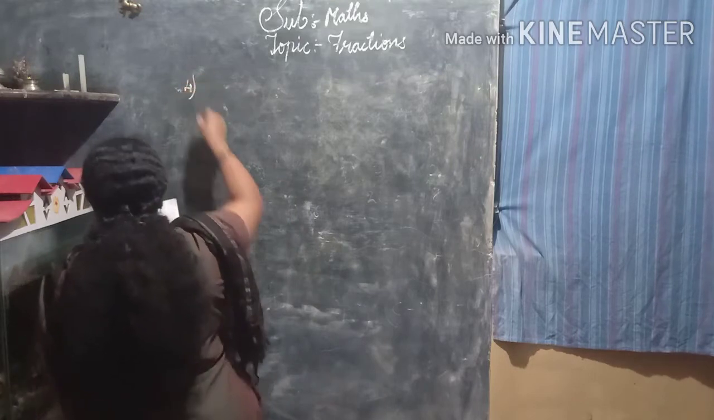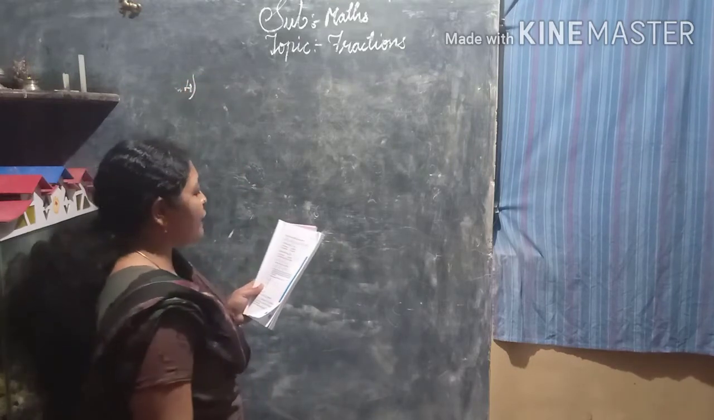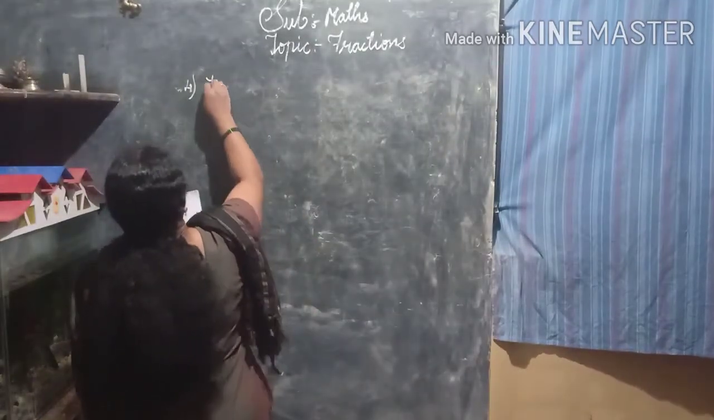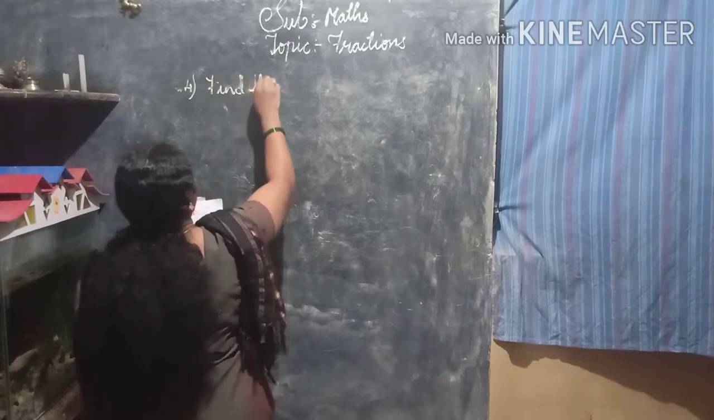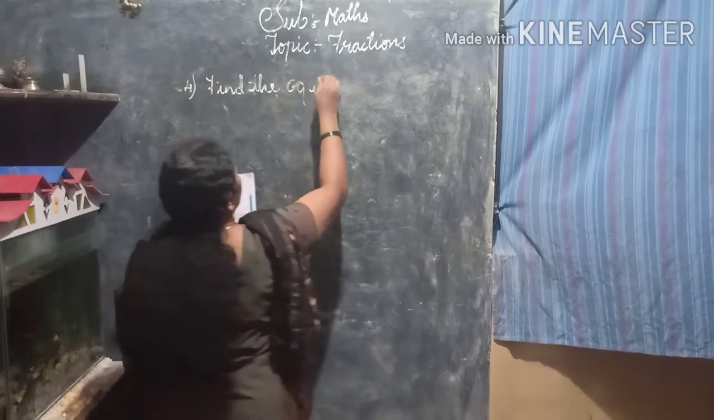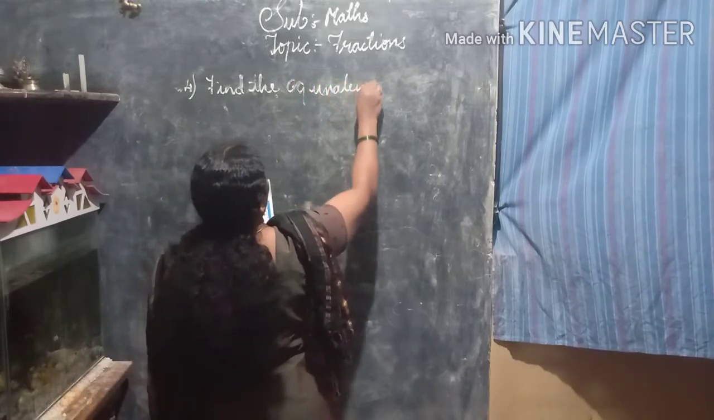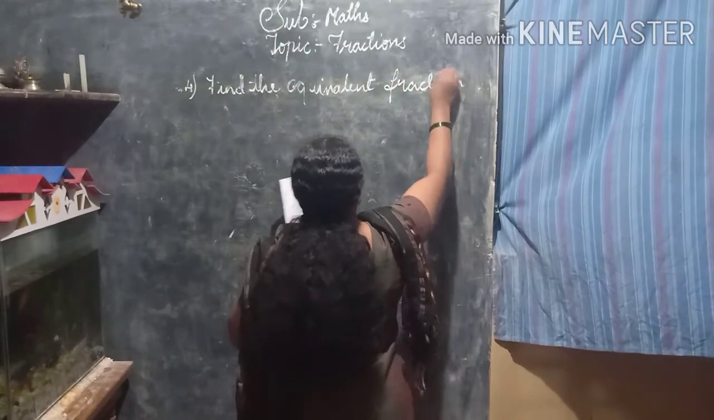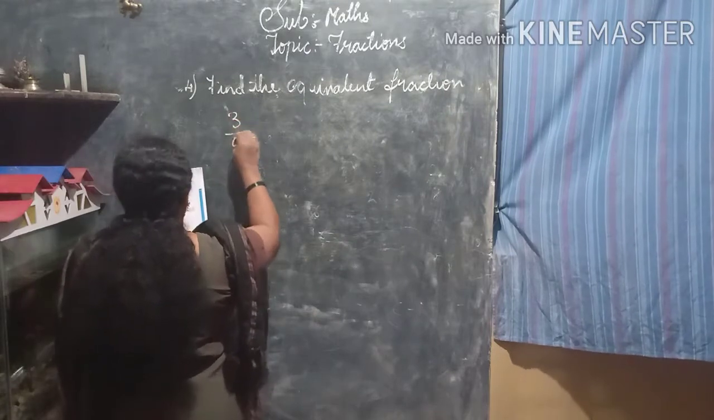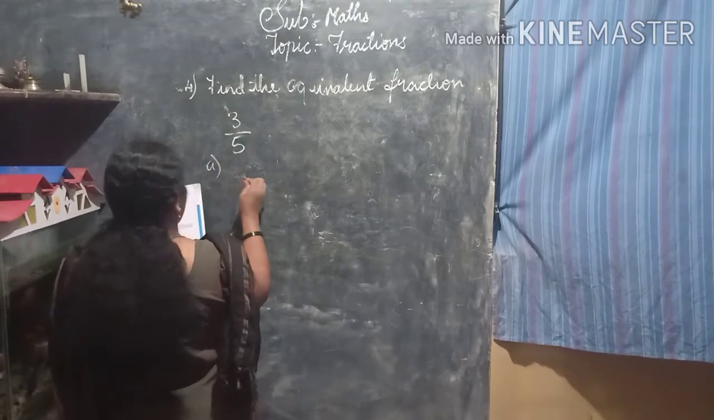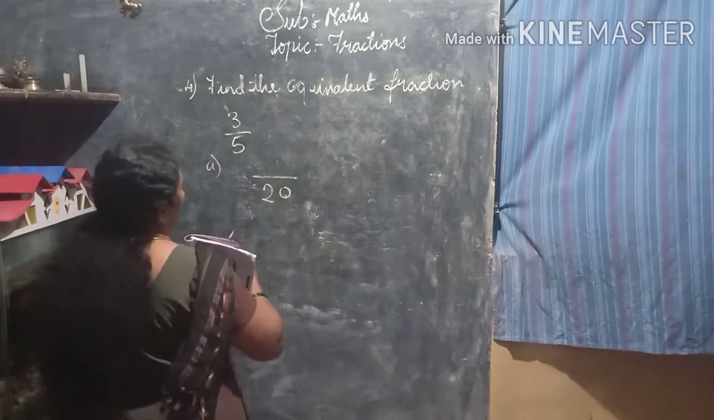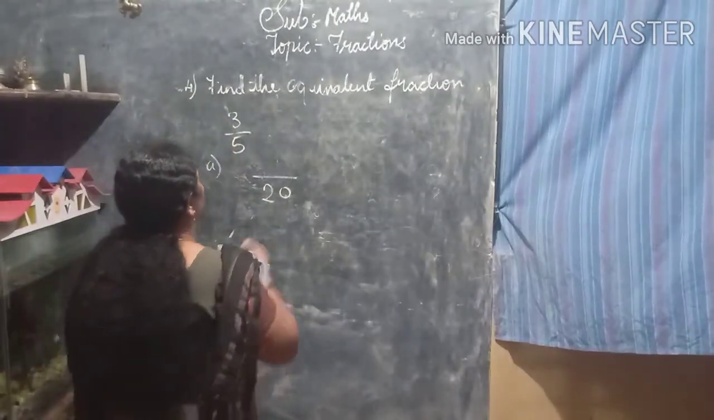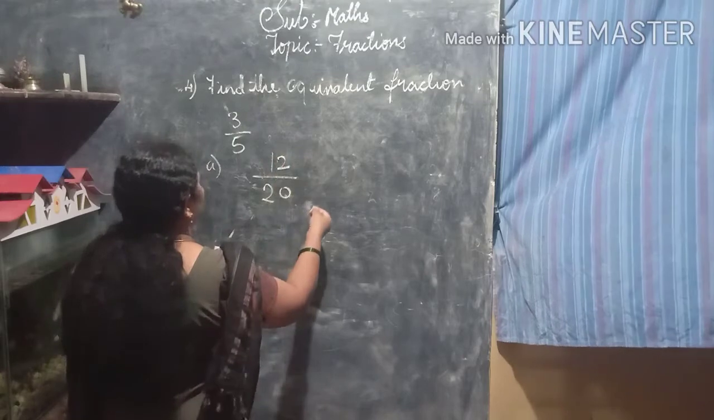Here look at the fourth question. Find the equivalent fraction of 3 by 5. Equivalent fraction of what? It is 3 by 5. If the denominator, that is A1, if the denominator is 20, 5 fours are 20. Therefore, what will be 3? 3 fours are 12. Okay.